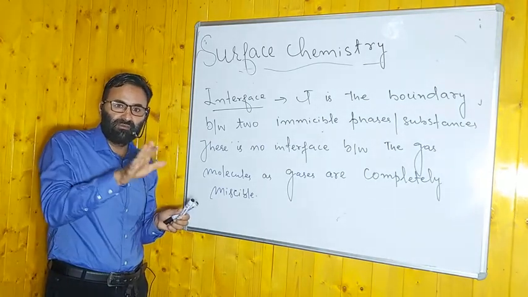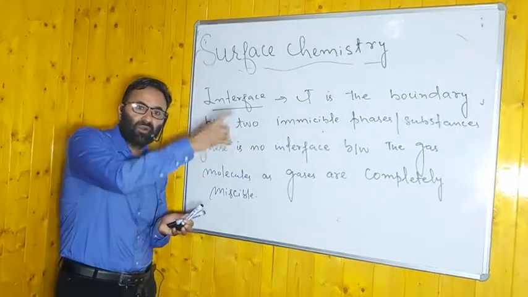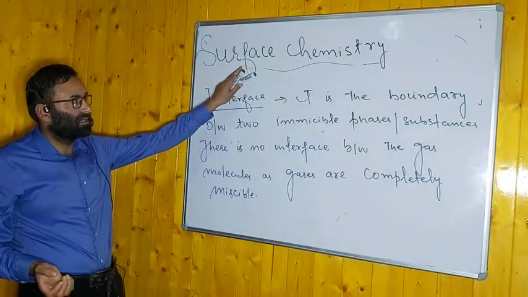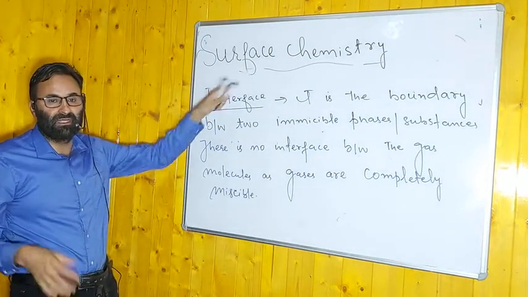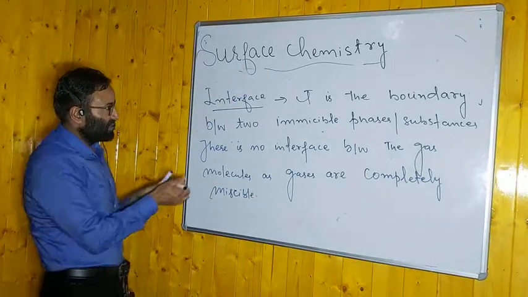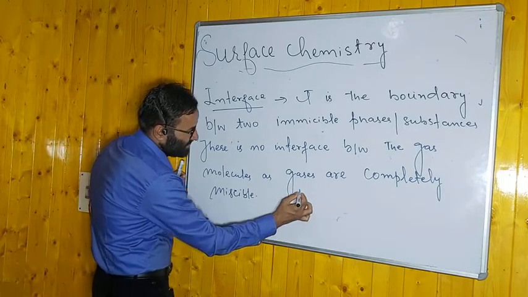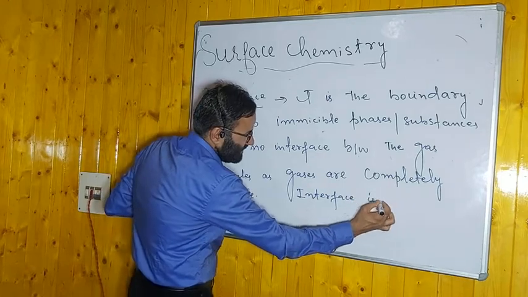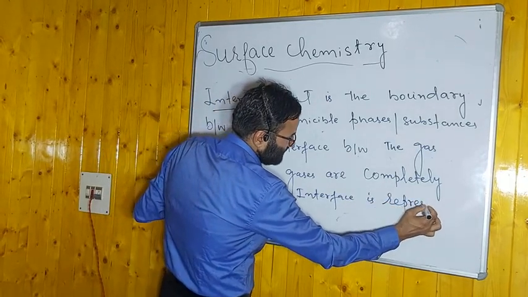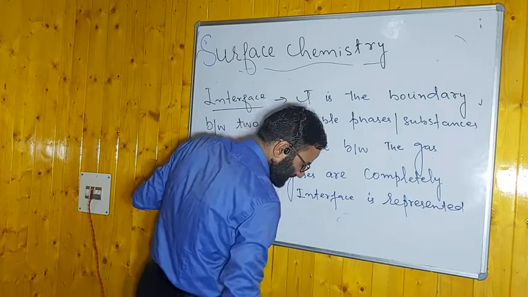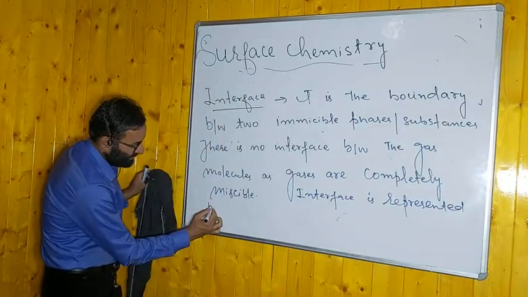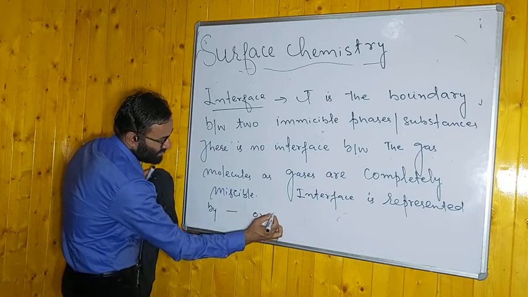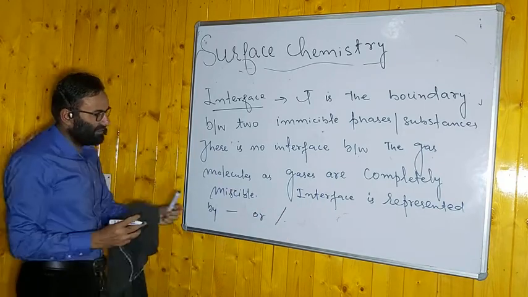The phenomena either occurring on the surface or on the interface are surface phenomena, and the branch dealing with the surface phenomena is known as surface chemistry. This interface is represented. How can you represent it? Interface is represented by a hyphen, remember this point, or a slash.